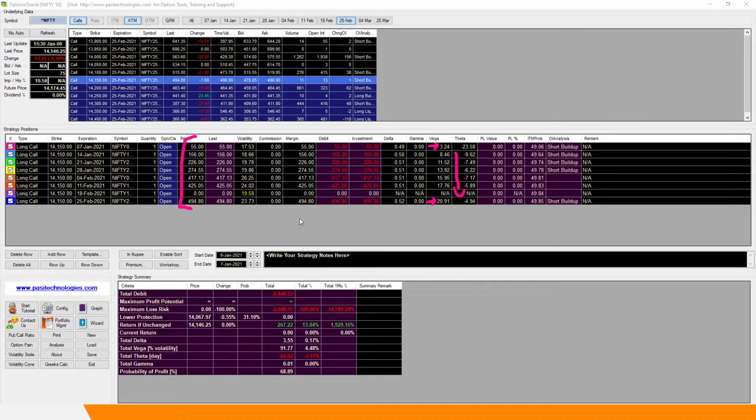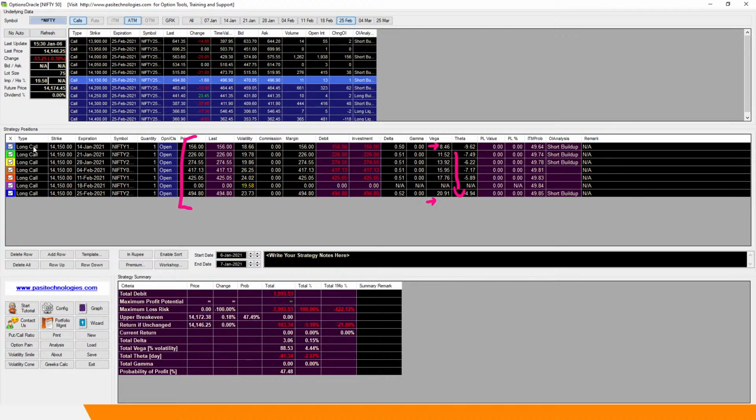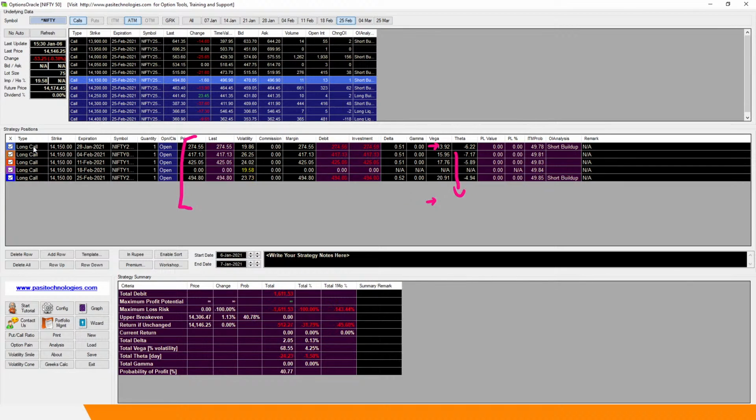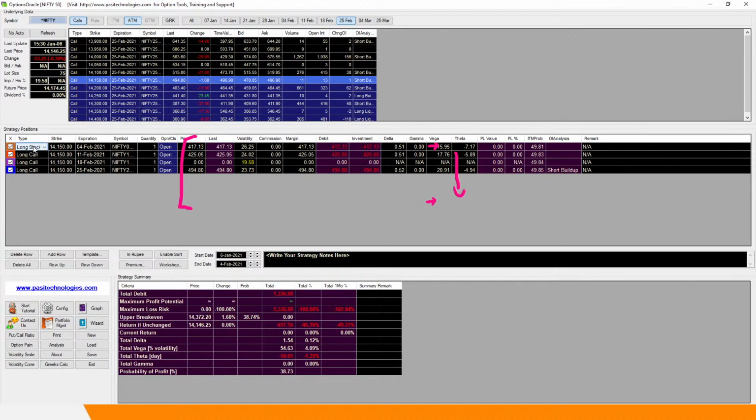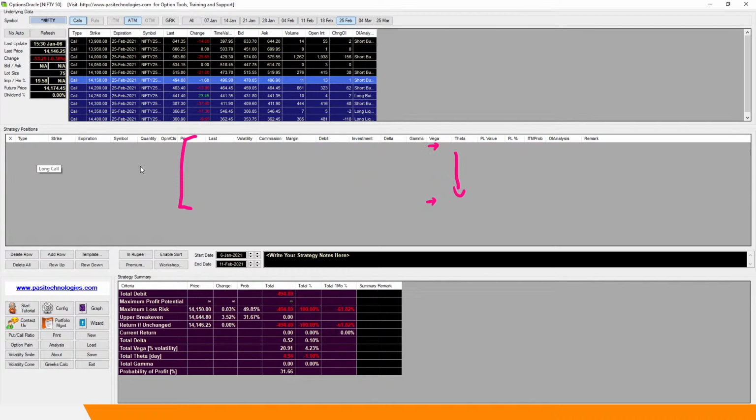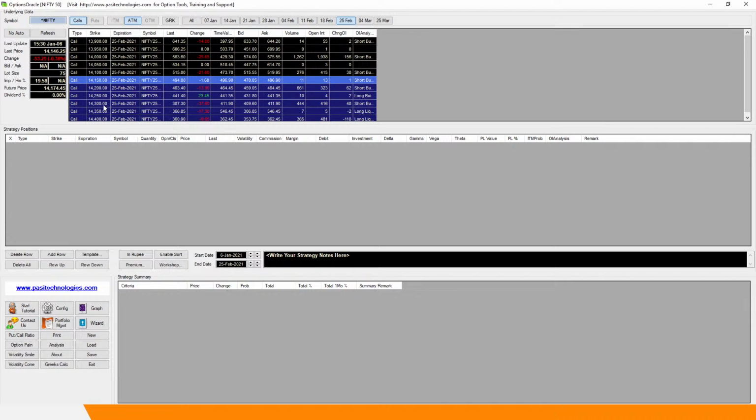So that's an example of the same strike, which is at the money, but different expiries. Now let's remove all of these, and let's talk about examples of in the money and out of the money.